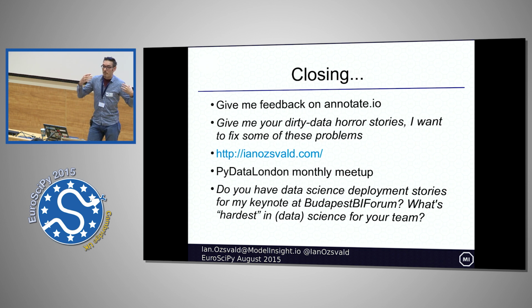So closing, I'm really curious to know about this idea of annotate, which I will open later, for transforming data I've got into data that I want. It works on text data, but it could work on other data. I'm curious to know how you might use it and how it might save you time. I want some dirty data horror stories. These are problems that I intend to be working on more. I'm bored of doing this stuff by hand, so I want to automate it.